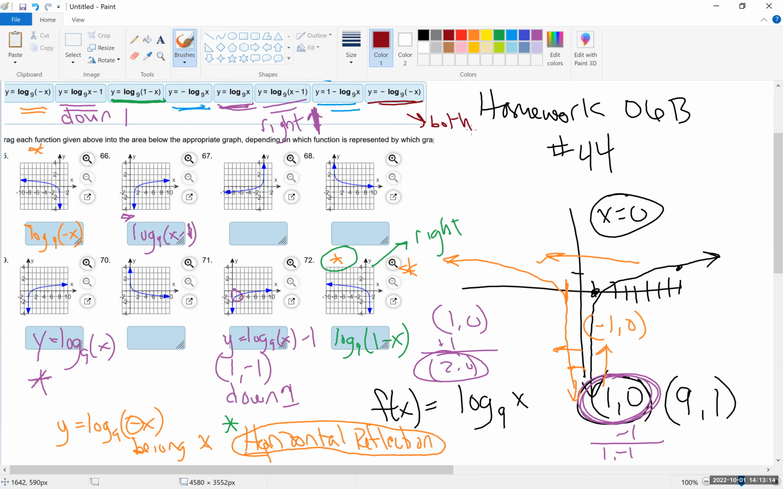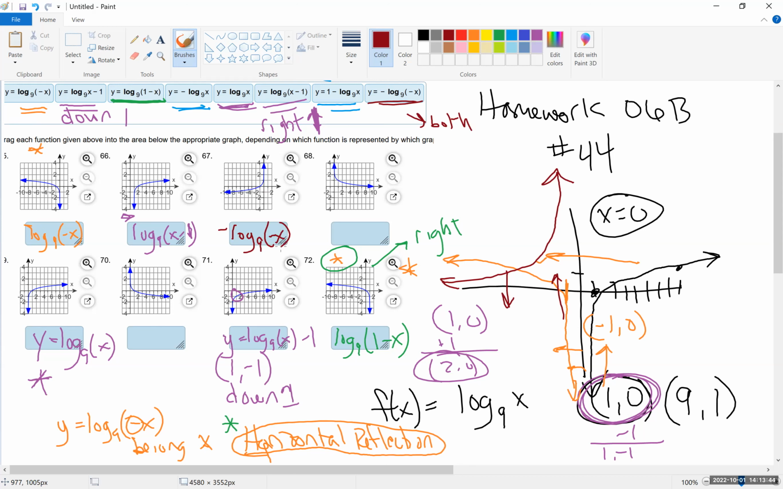Well, the orange here is a reflection just over the x. So now we have to do the reflection over the y. What's that going to look like? It's going to look up like this. So there should only be one graph that goes all the way up and then all the way to the left, or starts all the way left and ends all the way up. And that is number 67. This one has to be negative log base 9 of negative x.